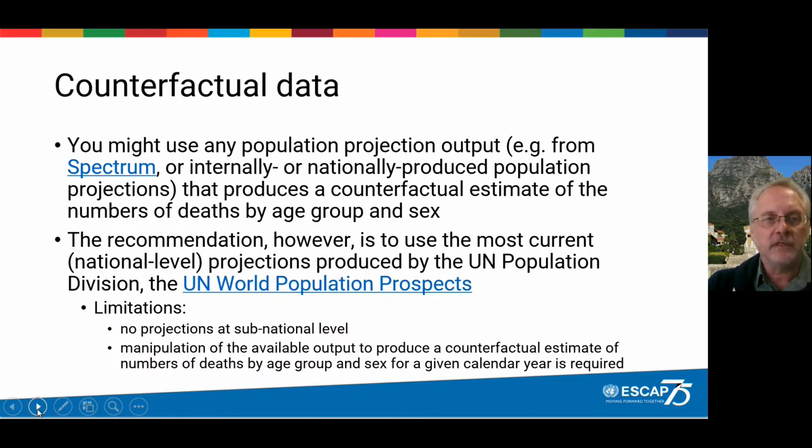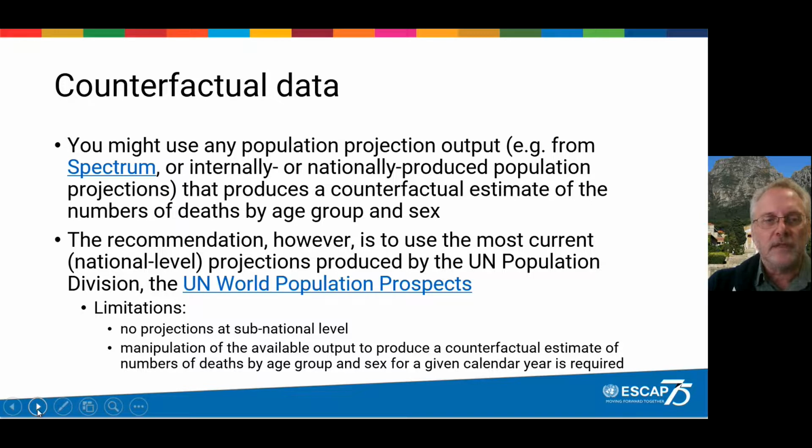In terms of preparing the counterfactual data, you might use any population projection output, for example, from Spectrum, a suite of population projection software, or internally or nationally produced population projections, as long as those projections produce an estimate of the number of deaths by age group and sex. And those are routinely produced by most population projections. The recommendation, however, in this training workshop is to use the most current national level projections produced by the UN Population Division, the UN World Population Prospects.